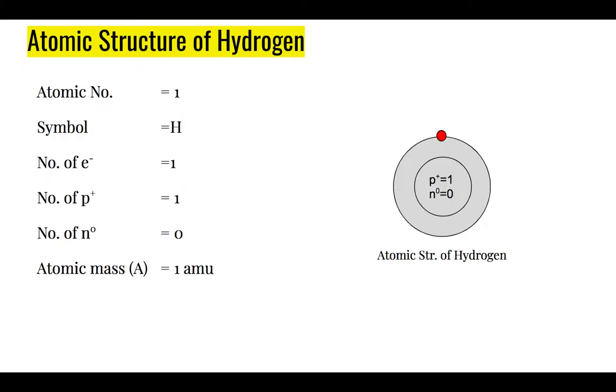Here is an example, like hydrogen. Suppose in the exam you are asked to draw the atomic structure of hydrogen. First of all, you need to know the details. Hydrogen's atomic number is 1, symbol is H. If you know the atomic number, then electron and proton numbers are the same, and neutron is 0. Atomic mass is protons and neutrons summed up, so it will be 1. At the center, protons and neutrons lie. Here proton is P+ equal to 1, neutron is 0, and protons and electrons are always equal. So proton 1 means electron also 1. The first orbit can carry 2, but it has only 1 electron, so there is no issue of extra electrons.